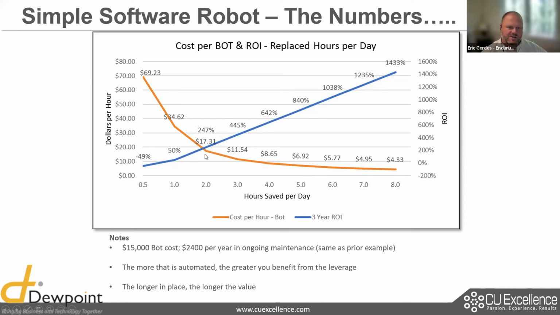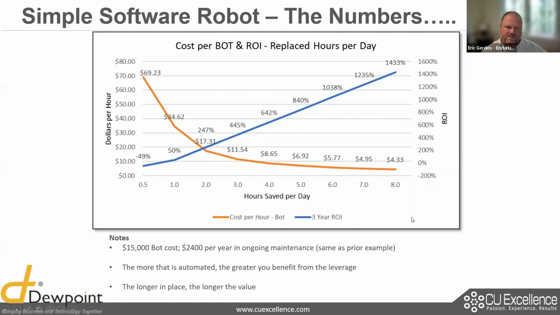About 2 hours a day is where it intersects. And then you can really start seeing the gains in the ROIs. If you're getting to where you're automating 8 hours of manual work a day, you're at a 1,400% return. That's very conservative. And you're down to $4 an hour if you can really get to that. So the longer it's in place, and by the way, we picked 3 years, these can run 5 years, 10 years, and it just keeps piling up on the benefit.